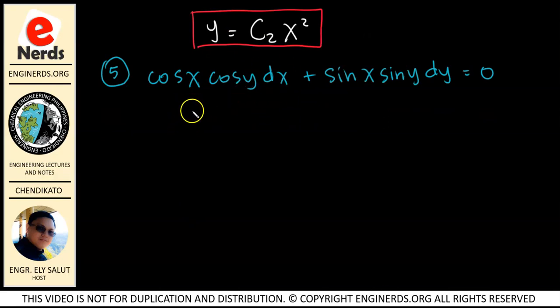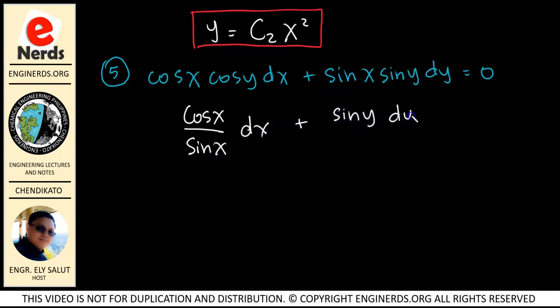So, I will have cosine x, then this sin x here, I will have sin x dx, then plus, I will have sin y dy in here over our cosine y here. Okay, and this is equal to 0.